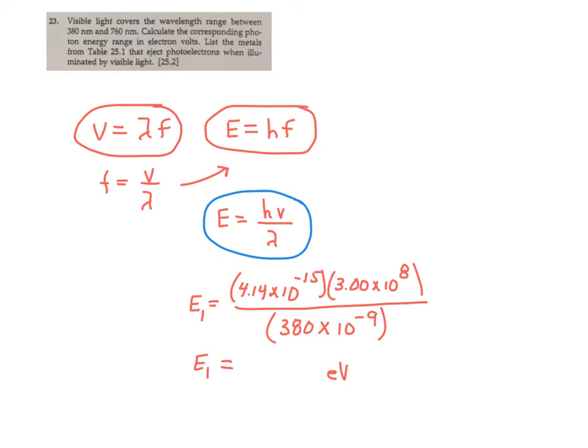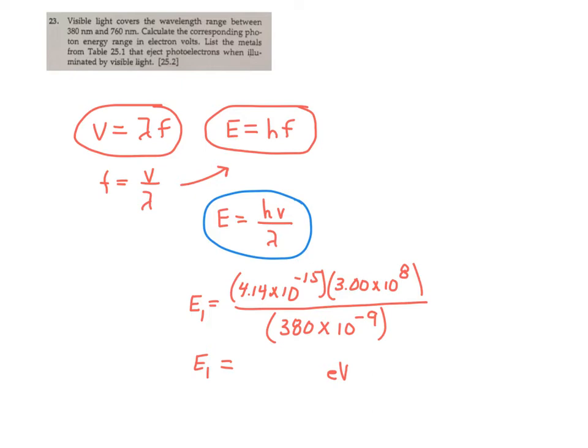Day 161, Honors Physics, Photoelectric Effect, problem number 23. Our two basic equations are V equals lambda F, the velocity of any wave, but in particular the velocity of the photons involved in the photoelectric effect, and E equals HF, the energy of a photon.